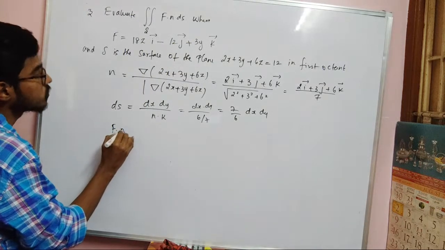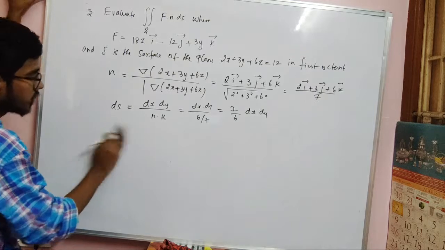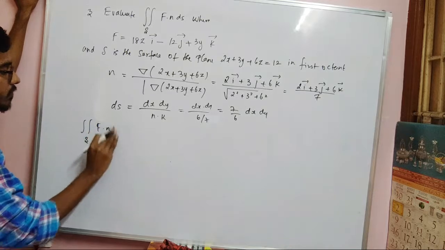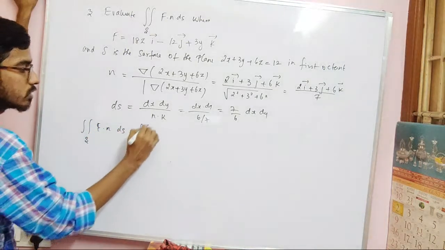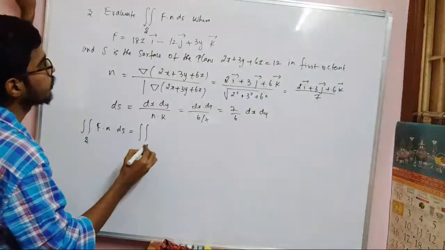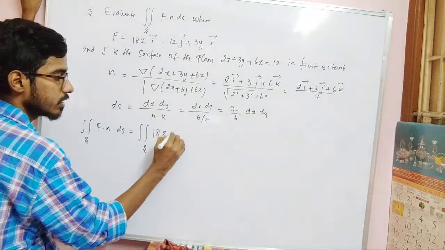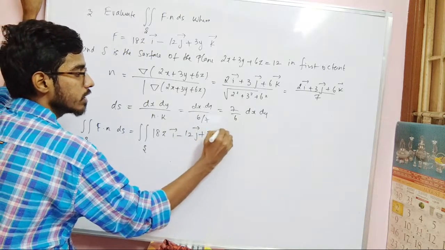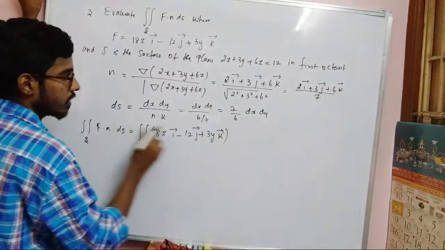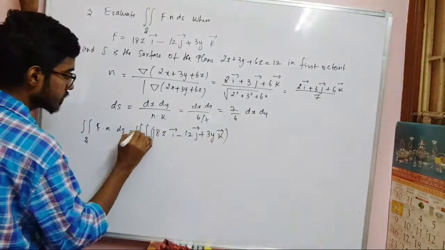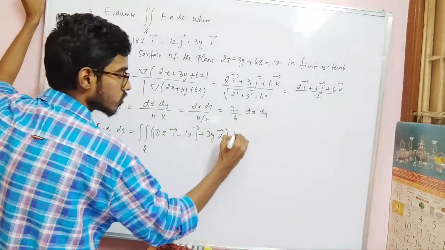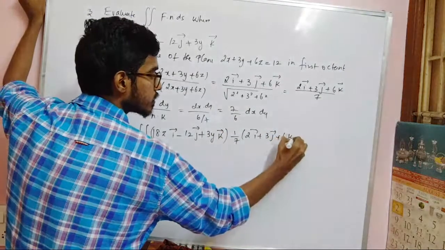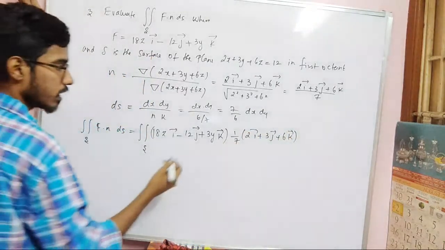So it will be easy for us, okay, we will show in a single stroke. So integral over s of F dot n dS, so this is a double integral over s. So what is F? F is 18z i vector minus 12 j vector plus 3y k vector. And n is, I can take 1 by 7 out, okay, we will write 7 here. So 1 by 7 (2i plus 3j plus 6k) and dS.